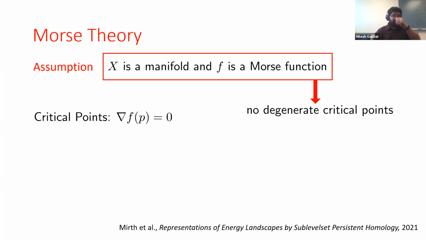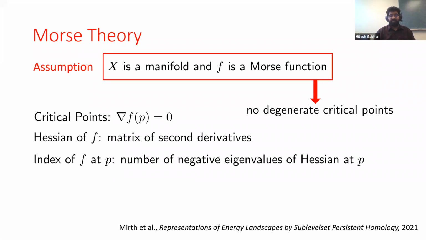So if X is a manifold and F is a Morse function, that is, F is a function which has no degenerate critical points. Recall that the Hessian of F is just a matrix of second derivatives, and the index of F at a given critical point P is the number of negative eigenvalues of the Hessian evaluated at P.